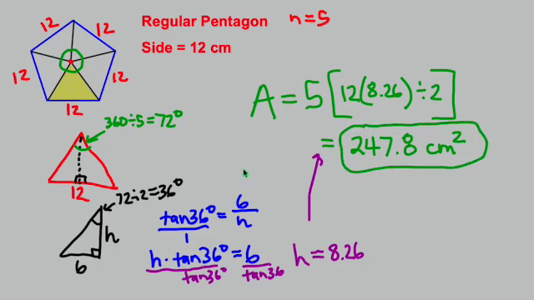And once again, all you need to do is find the area of a triangle, which we all know how to do already. You're just going to do some calculations and then multiply it by the number of sides. In this case, it's 5.